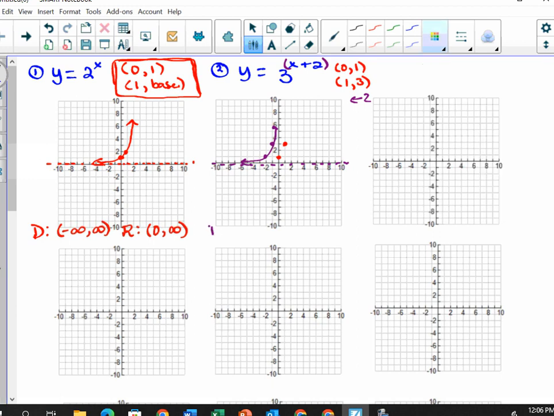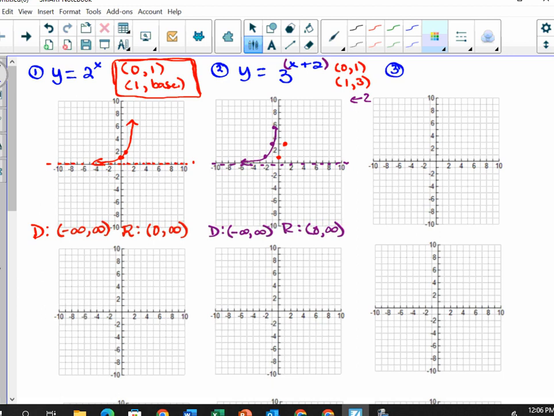What about domain and range of this one? Yep, domain we know every time. -infinity to infinity, range. Good, 0 to infinity. Questions so far, guys? Okay.